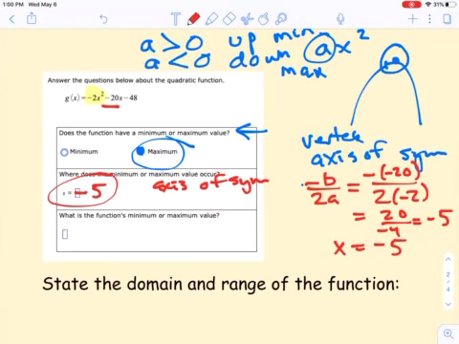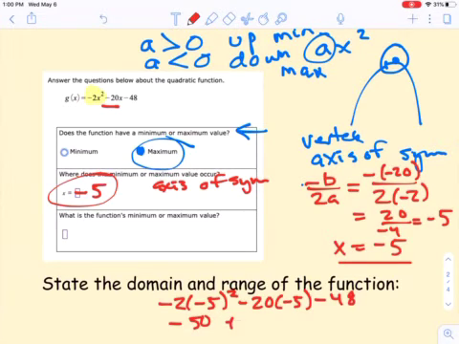And then it says, what is the function's minimum or maximum value? Your minimum or maximum value of the function is going to be its highest or its low point. A high or a low point on a graph is going to be measured by your y-coordinate. So it's going to be the y-coordinate where x is negative 5. So we're going to take this, and I'm going to do the work down here. We're going to go negative 2 times negative 5 squared, minus 20 times negative 5, minus 48. Then it's just a matter of figuring this out. Negative 5 squared is 25, times negative 2 is negative 50.